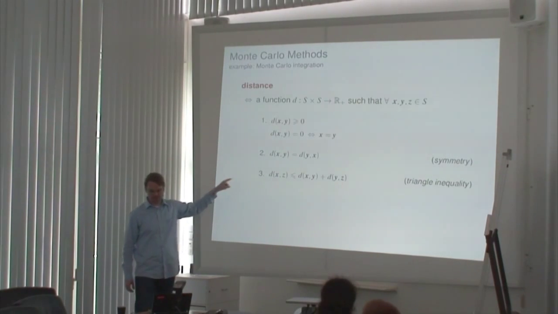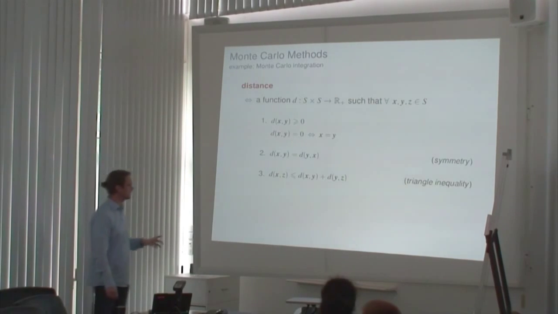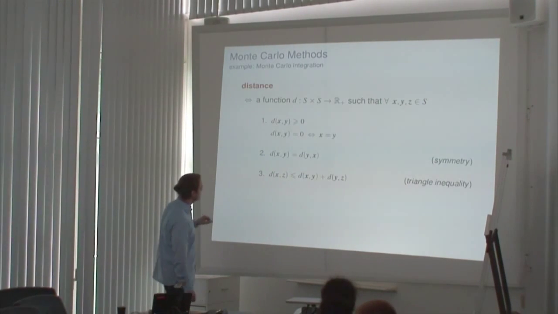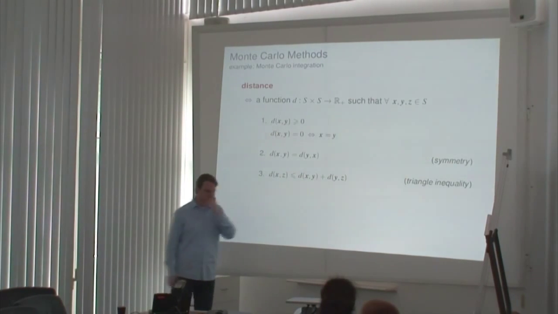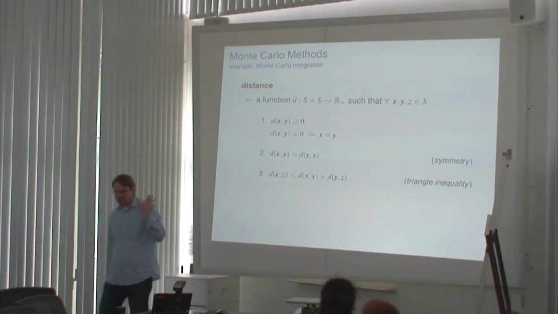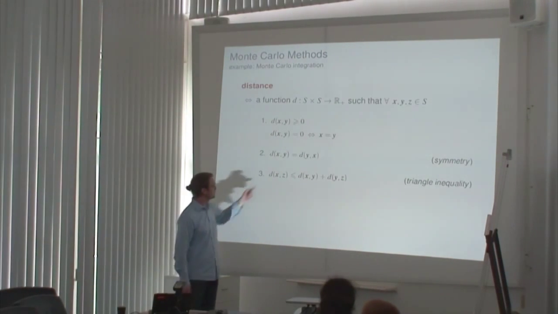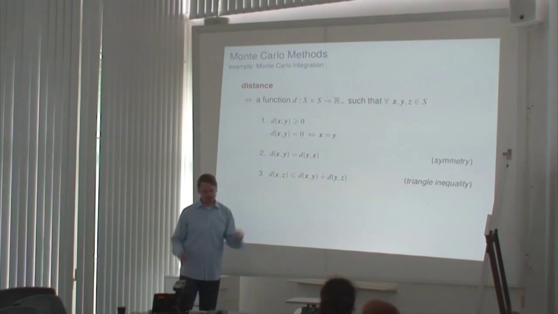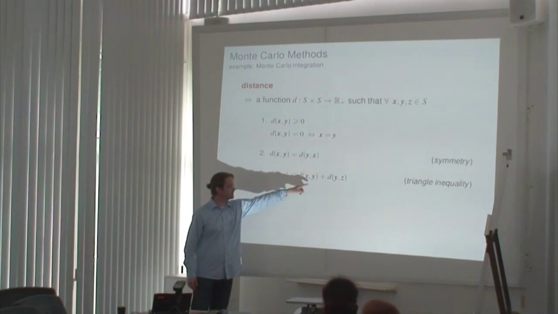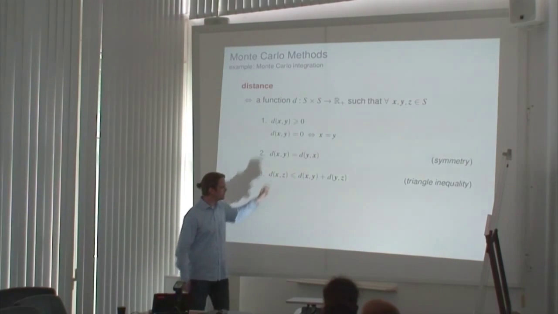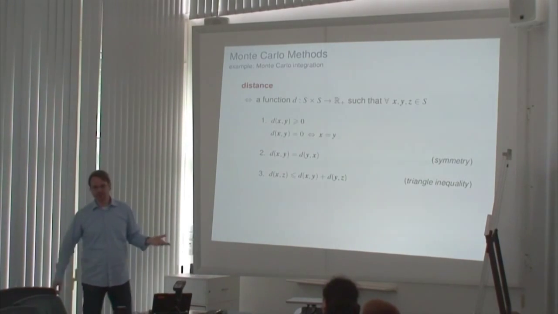The third one is crucial. This one is called the triangle inequality. And it basically says, if we consider three objects, x, y, and z, and we look at the distance between x and z, then this distance has to be less or equal than the distance between x and a third object y, plus the distance between that object y and z.